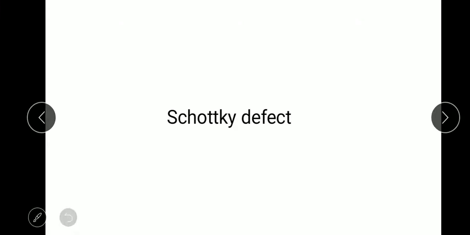Next one, Schottky defect. It's a very important defect. Point defect. There are 4 types of defect: point defect, line defect, interfacial defect, and impurity defect. The point defect is classified into 3 types: stoichiometric defects, non-stoichiometric defects, and impurity defects. The stoichiometric defect has 2 types: Schottky defect and Frenkel defect. First one, Schottky defect.